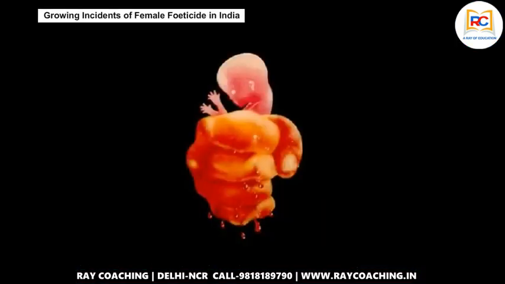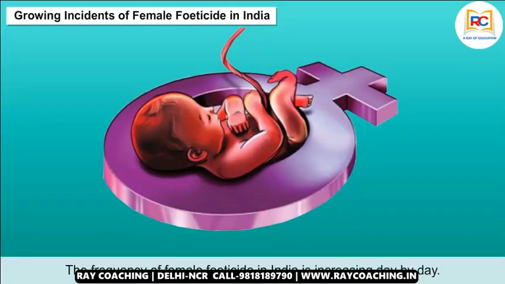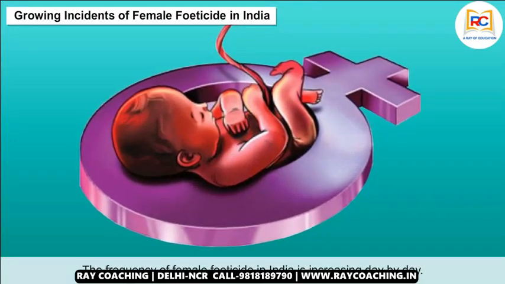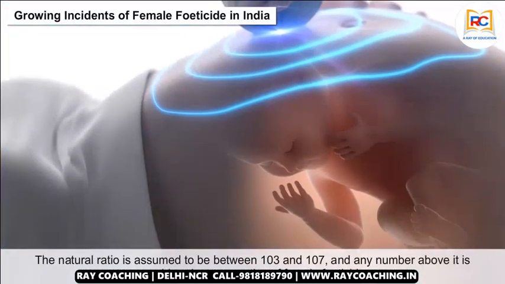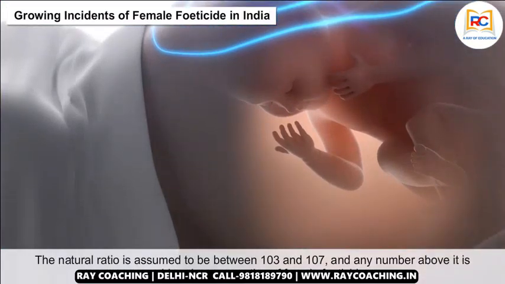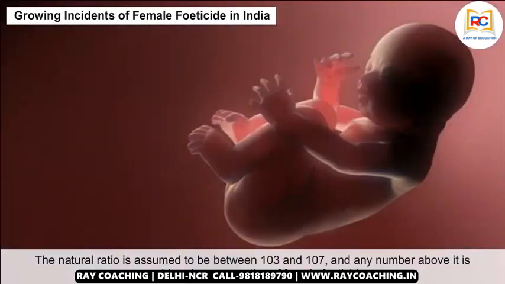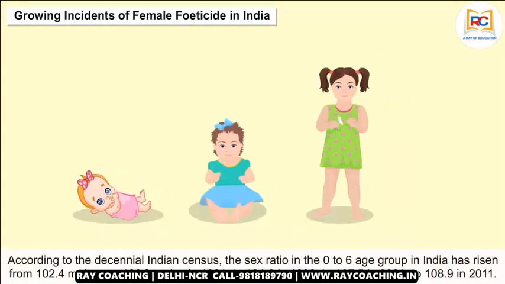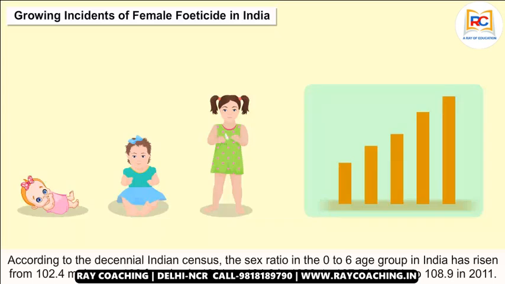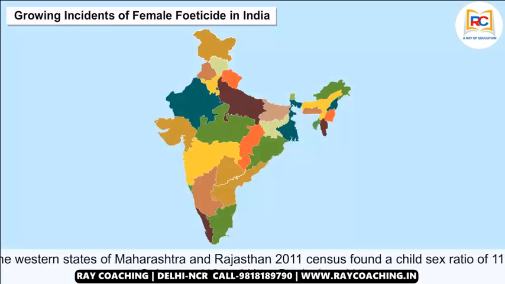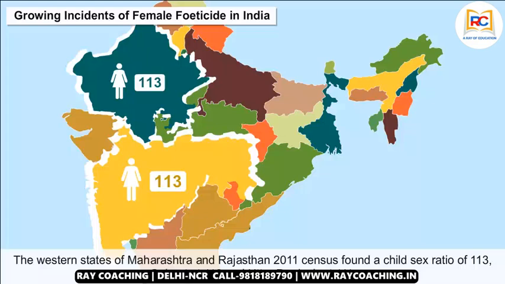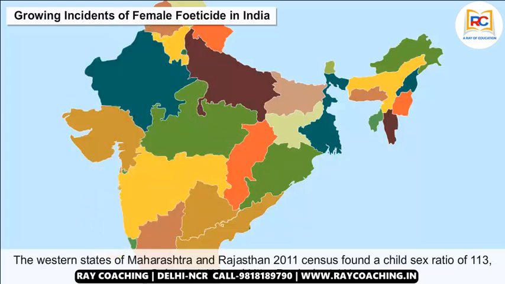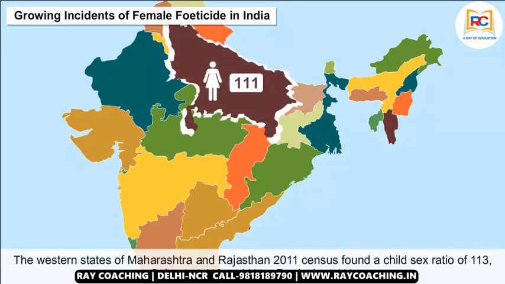Women's health in India. Growing incidence of female feticide in India. The frequency of female feticide in India is increasing day by day. The natural ratio is assumed to be between 103 and 107, and any number above it is considered suggestive of female feticide. According to the decennial Indian census, the sex ratio in the 0 to 6 age group in India has risen from 102.4 males per 100 females in 1961 to 104.2 in 1980, to 107.5 in 2001, to 108.9 in 2011. The western states of Maharashtra and Rajasthan, per the 2011 census, found a child sex ratio of 113, Gujarat at 112 and Uttar Pradesh at 111.